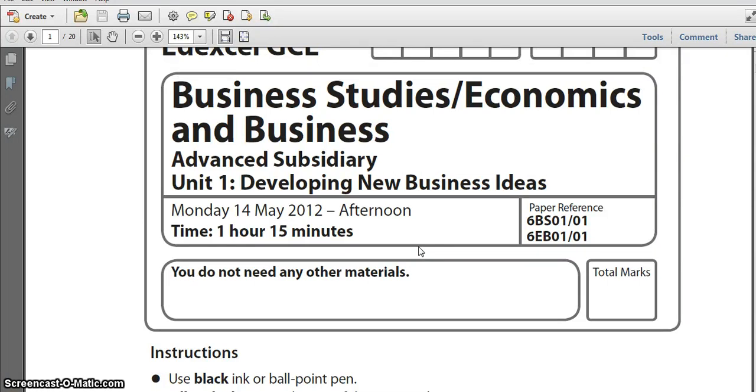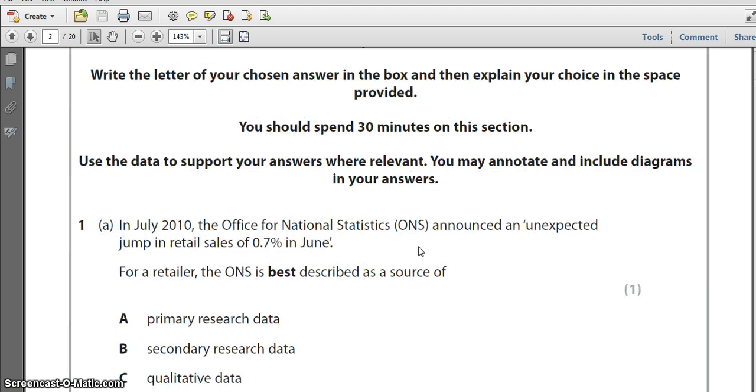So, same as the other videos, going to start by splitting this paper up into two sections. First section is going to be the multiple choice. Second video is going to be the section B essay based questions. This is from summer 2012, so a couple of years ago now. Same as before, you spend 30 minutes on the multiple choice, you spend 45 minutes on the second bit. So let's get straight onto the question.